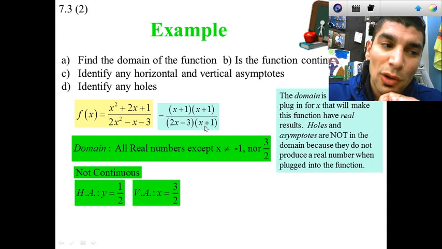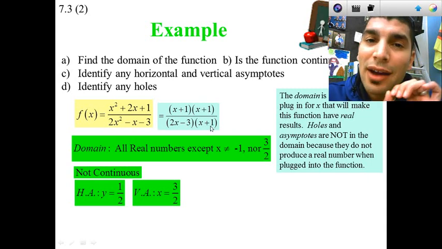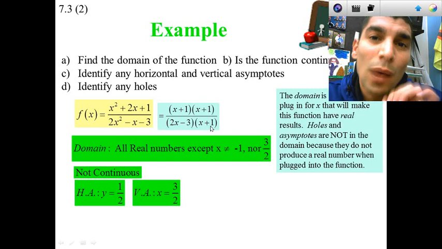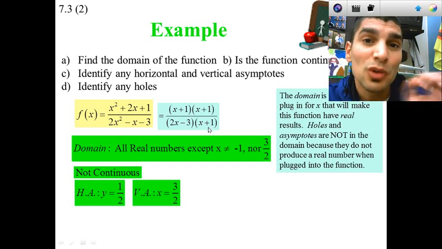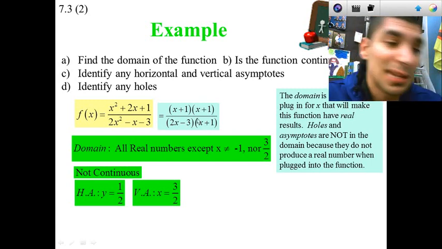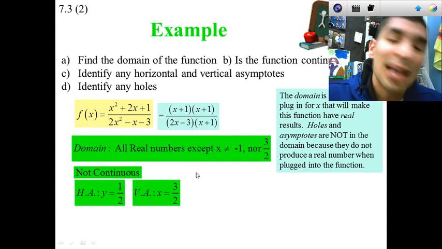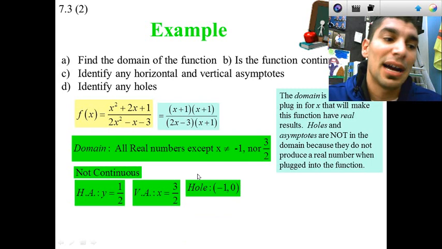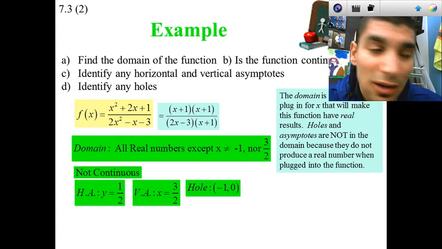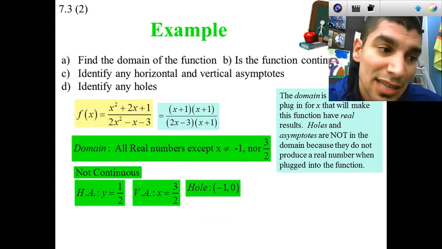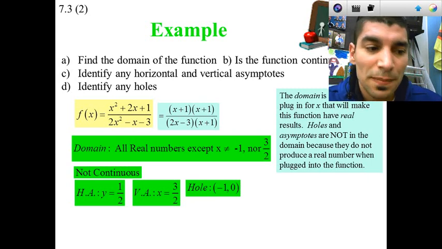Where? -1 what? It's an ordered pair. You need to figure out where it is. You plug it back in. Plug in the -1 here, plug in the -1 there, and simplify it, and you can find that -1 plus 1 is 0 divided by, and notice that you get -5 on the bottom, so it's just 0. The hole's at -1, 0. Make sense?